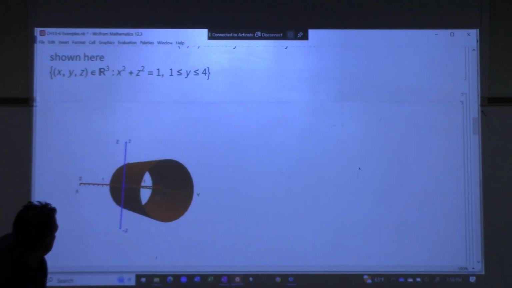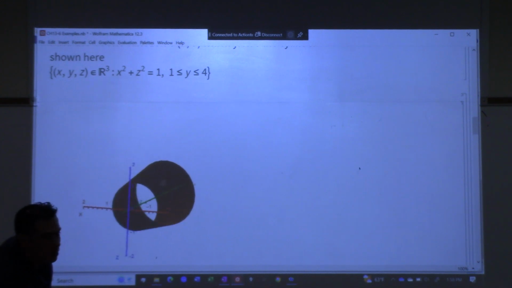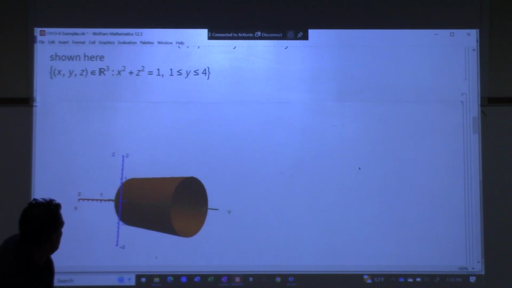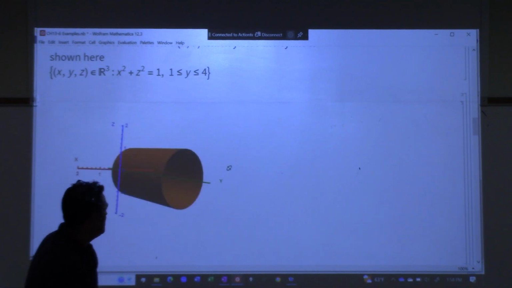All right. I'm letting you look and think. The red is the x, the green is the y, the blue is the z.